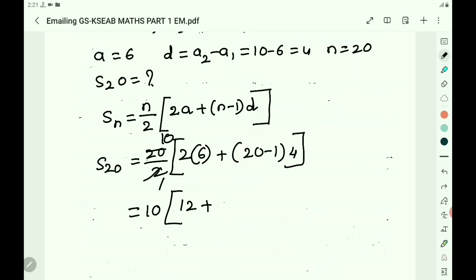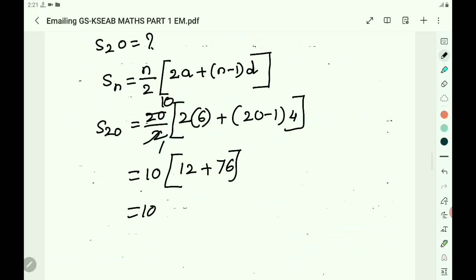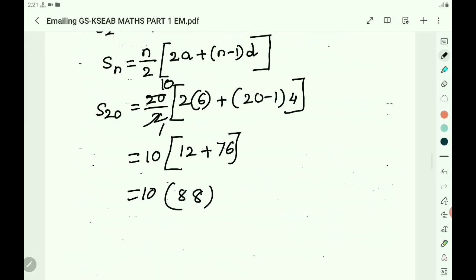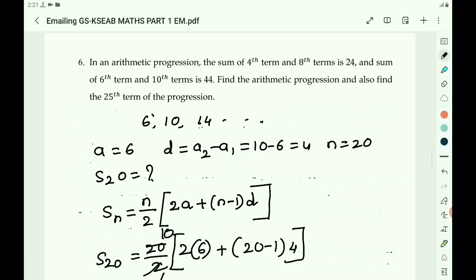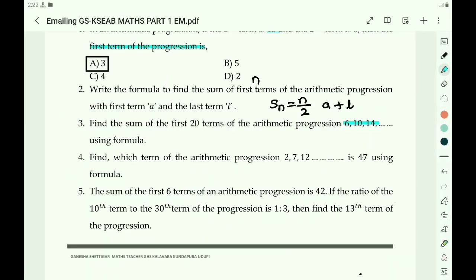19 4s are 76. 20 minus 1 is 19. 19 into 4 is 76. 10 into 76 plus 12. 6 plus 2, 8. 1 plus 7, 8. 88 into 10 is 880. Yes, S20 equals what? 880. That is the sum of the first 20 terms of the AP 6, 10.